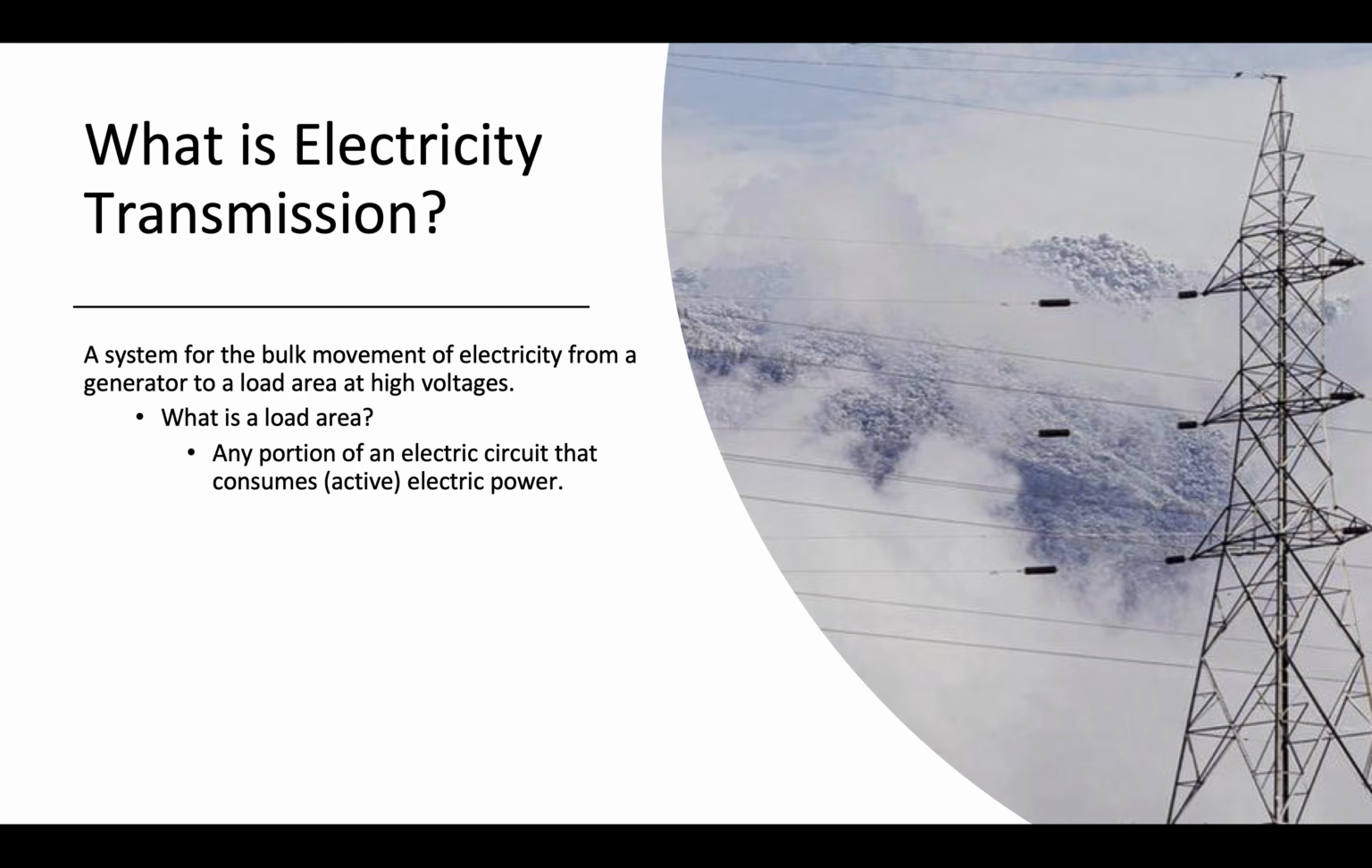Generators typically produce electricity at a low voltage. Therefore, prior to entering the transmission system, electricity is stepped up at substations, which increase the voltage, usually from around 13.8 or 14 kilovolts to 230 or 500 kilovolts. Transmission of electricity occurs at higher voltages because it minimizes the effect of transmission line losses.